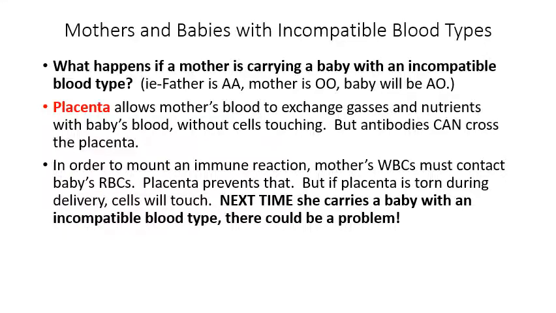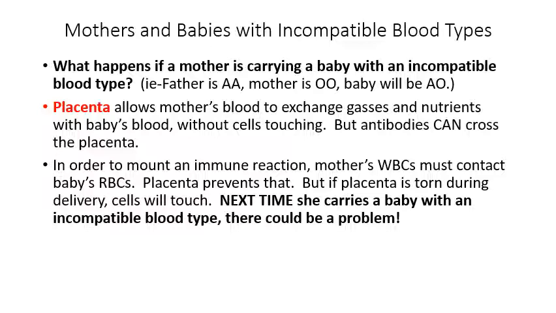So during the first birth, let's say you have an AA man and an OO woman, and she's carrying a type AO baby. The first time she gives birth, that won't happen because the baby's blood and the mother's blood don't mix. But sometimes during delivery, the placenta tears so that the mother's blood and the baby's blood mix, and therefore the mother will start to mount an immune reaction to the baby's blood. She will make antibodies that will destroy the baby's blood. But that's not a problem because the baby just came out. So the first baby got away with that.